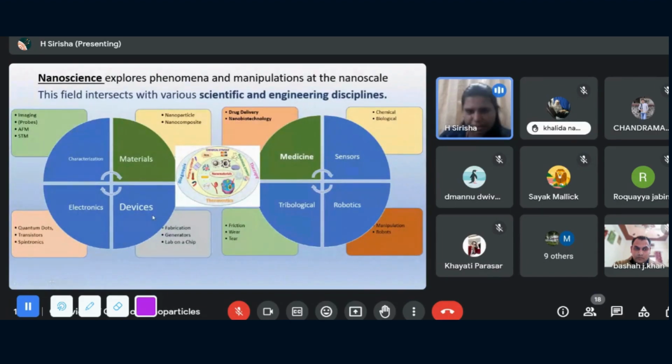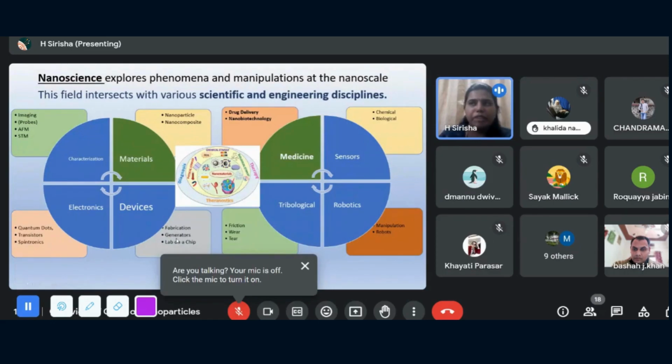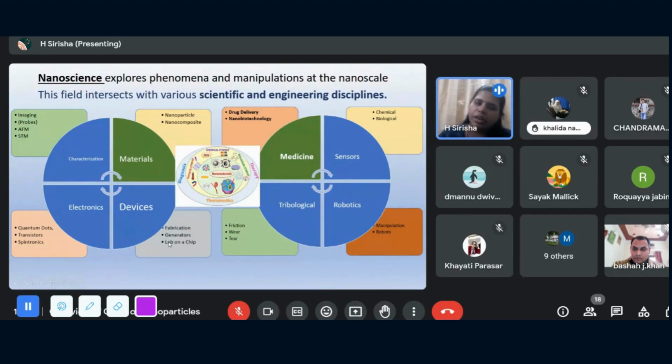Then we have these devices. For example, the application part of it is mostly seen in integrated circuits of laptops. How they are done is by the process of fabrication, and nano generators are also being developed in which the energy gap is being modulated, and lab on chip devices. This is a device, but with respect to medicinal use, for example glucose testing and all can be done by modulating the devices and the medicinal part together.